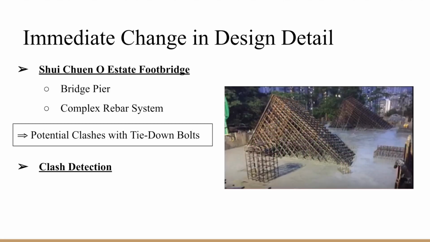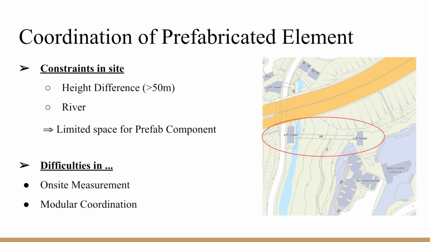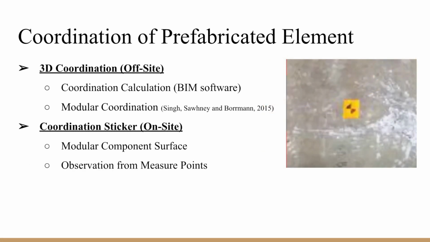At the same time, as you can see in the figure, the rebar system was quite complex for the pier, so BIM was also used for clash detection between tie-down bolt spacing and the rebar system to narrow down and select a suitable composition. Size constraints make it difficult to do on-site measurement and coordination for modular installation.